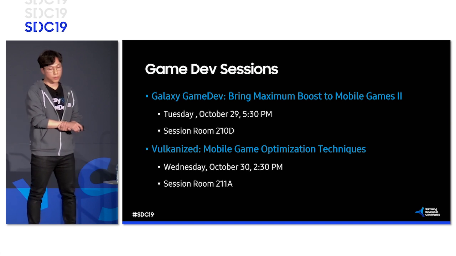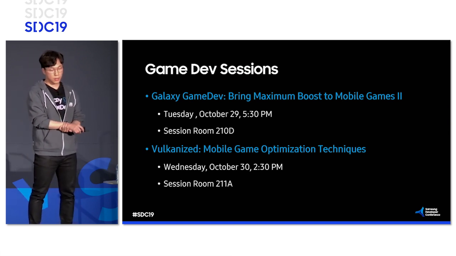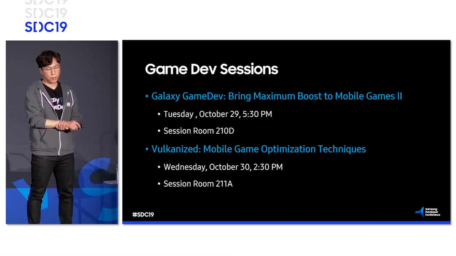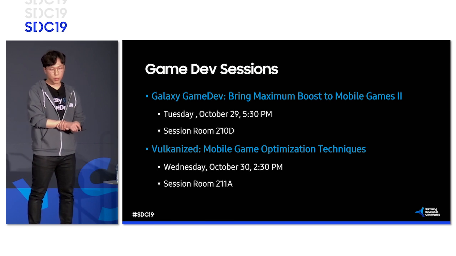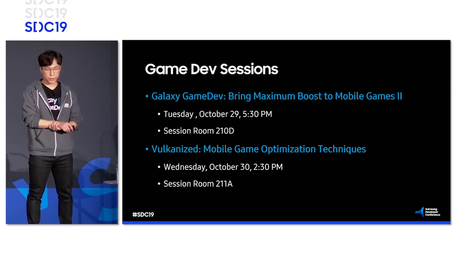And this is session information from the Galaxy Game Dev team. First, after this session, the Galaxy Game Dev session, Bring Maximum Boost to Mobile Game 2, will be held in room 210D. If you attend this session, you can learn about Galaxy Game Dev's new activities and programs, and we will introduce a new partner program. And tomorrow at 2:30 p.m., the Vulkan mobile game optimization technique session will be held in room 211A. This session will cover how Galaxy Game Dev optimizes performance on mobile games and Vulkan technical cases.